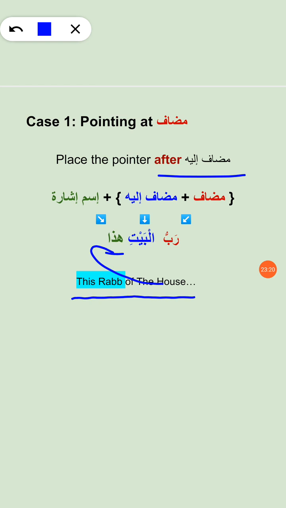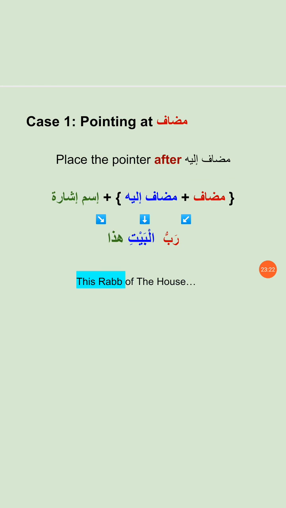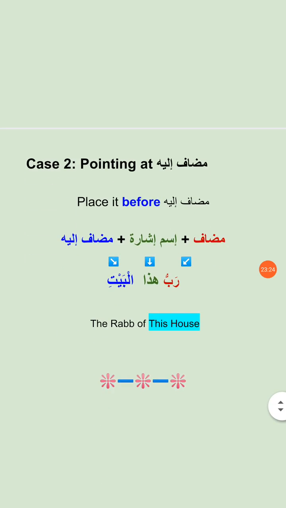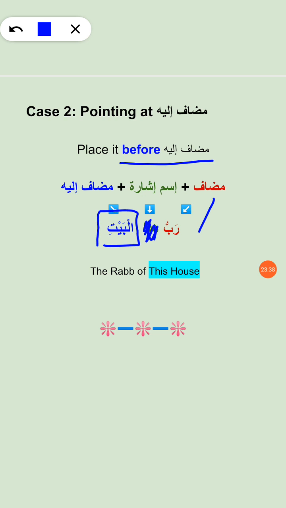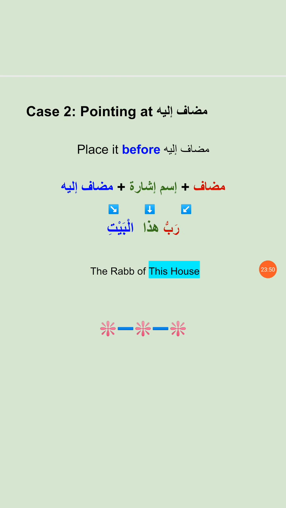All right, so it's pointing towards mudaf. And if you want to point at mudaf ilayh, what you do is that you simply place it before mudaf ilayh. All right, so you've got your mudaf. Our original mudaf ilayh fragment was rabul baiti, and we want to point towards the mudaf ilayh, which here is al baiti. So what do we do? We simply keep our mudaf as it is, then we add ism ishara before the mudaf ilayh. All right, so it becomes Rabbu Hazal Baiti.